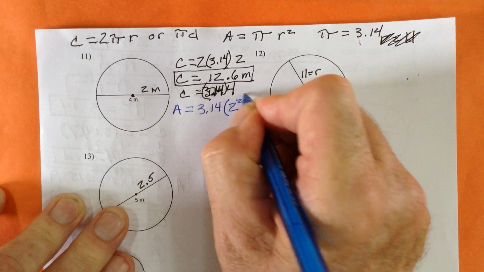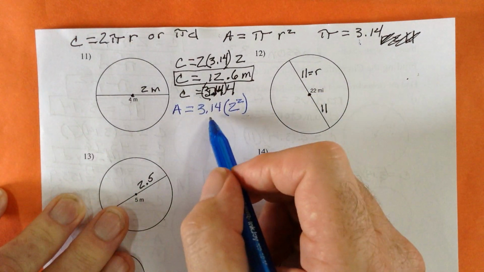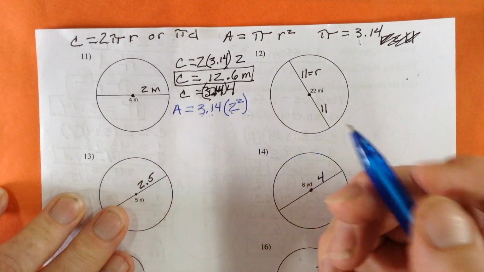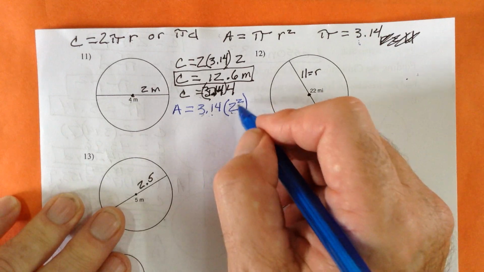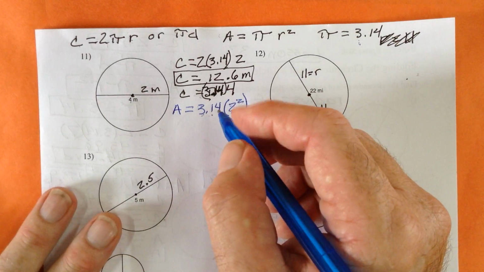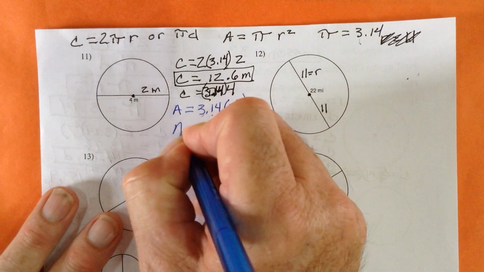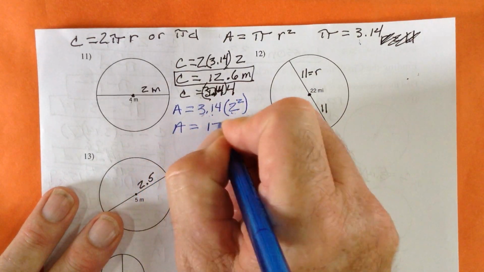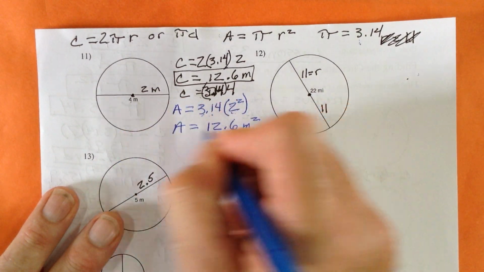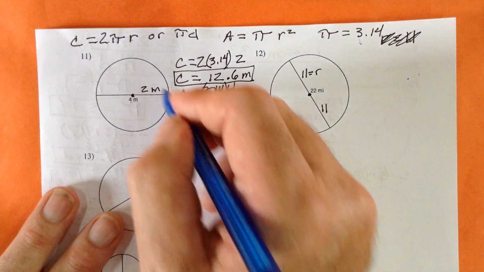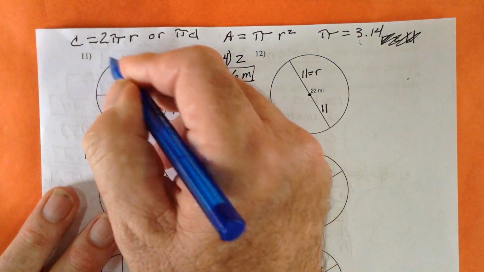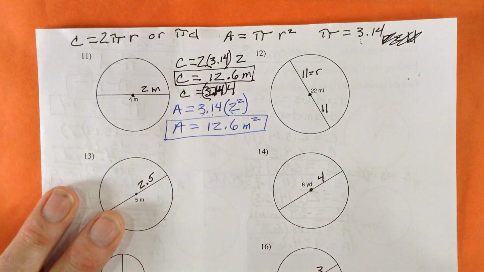So it's 2 squared. On the calculator, you go 3.14 times 2 squared, or you can go 2 squared and then times 3.14. I ended up with the area equaling 12.6 square meters. That's how much space is on the inside. So the circumference is around the outside, and the area is the space on the inside.